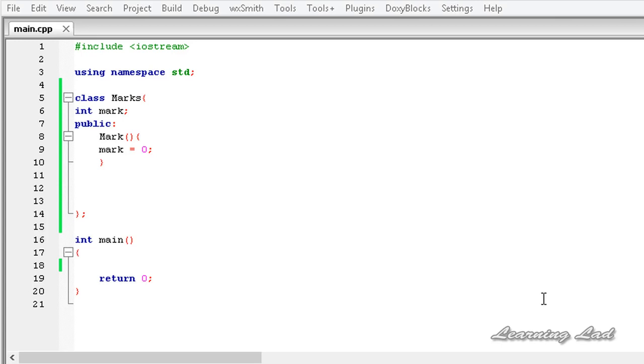So in this tutorial we're going to have a look at the restrictions that are there for operator overloading in C++. The first thing is you cannot alter the precedence of an operator. When you overload the operator, you can't alter the precedence. For example, if we have the plus and multiplication operators, the multiplication operator has higher precedence than the plus operator. By overloading these operators, you can't change the precedence.